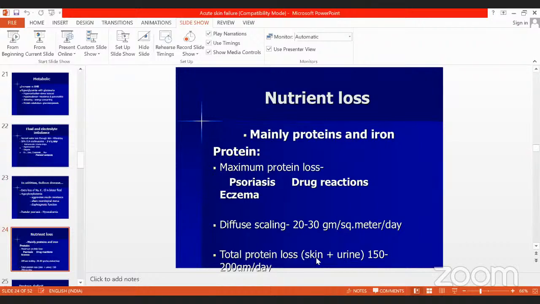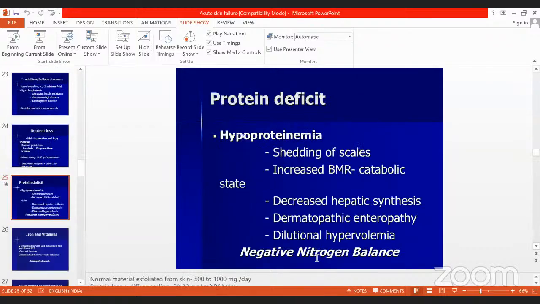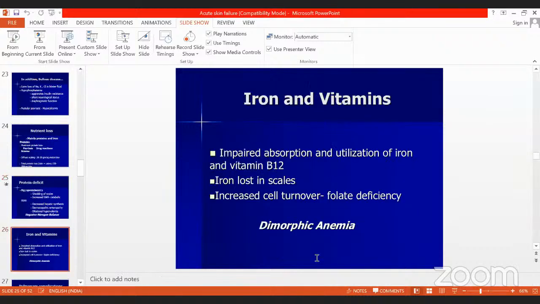Nutrient loss can also happen because many patients will be having erythroderma for a long time. So proteins and ions are lost in the scales. In a patient who's got diffuse scaling, he may lose up to 30 grams per square meter per day. Compound that with the loss in the urine, and it may go up to 150 to 200 grams per day. So hypoproteinemia is an issue in these patients. Might need to supplement with a high protein diet in many of these patients, especially those with chronic erythroderma. Protein deficit takes place just like I spoke about, and therefore the patient goes into a negative nitrogen balance.